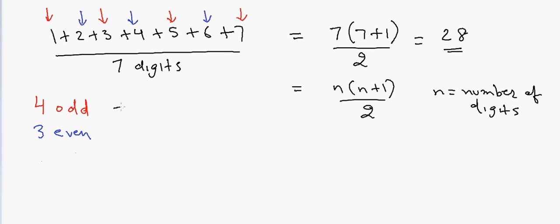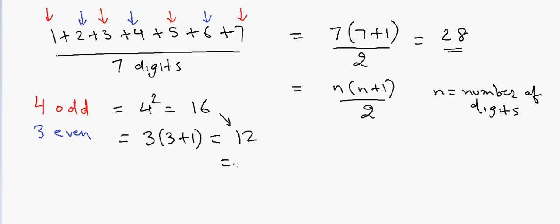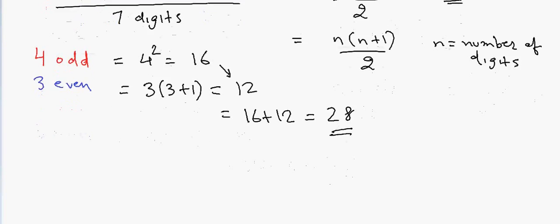For odd numbers we just take the square, so 4 square is equal to 16, and for even numbers we say 3 into 3 plus 1, so that is 12. If we add this together, then 16 plus 12 is equal to 28, and that's our answer. So this is how we add numbers in series. Now let's look into how this formula works.